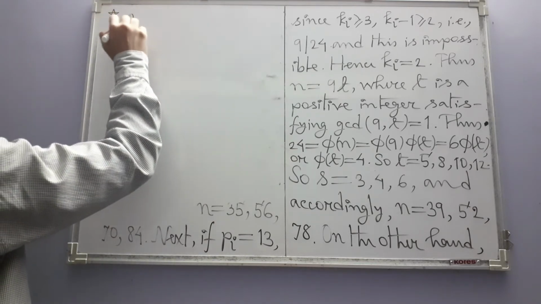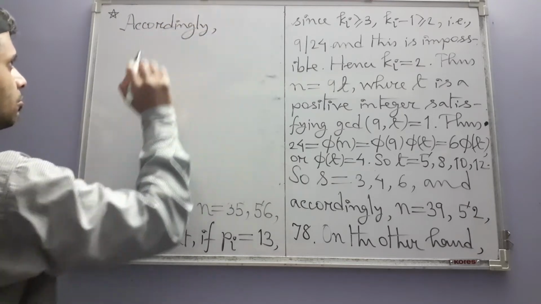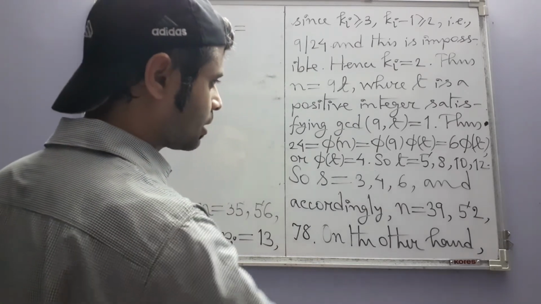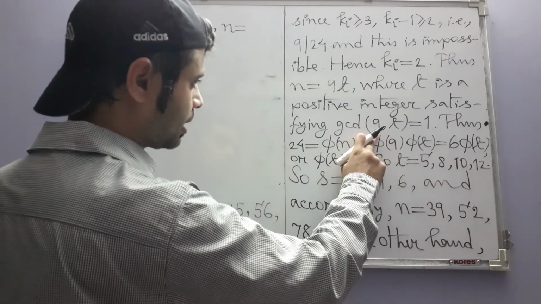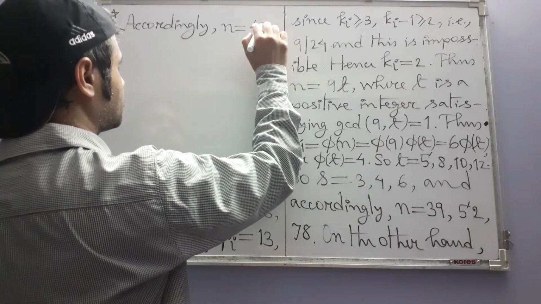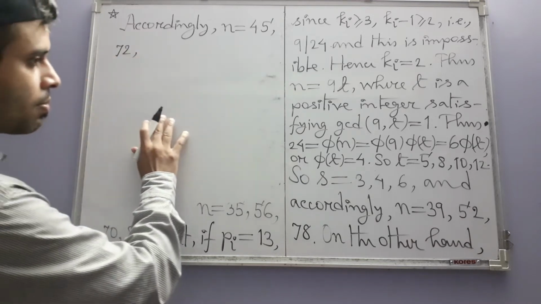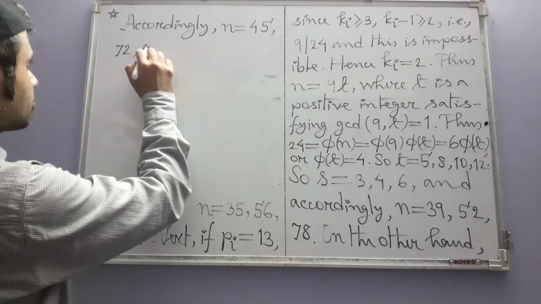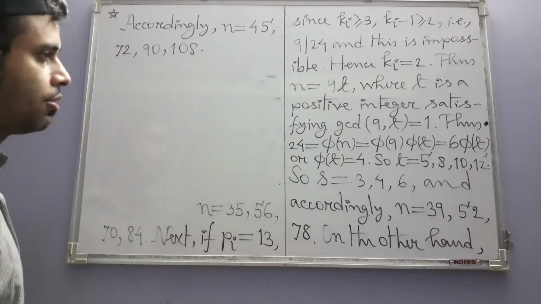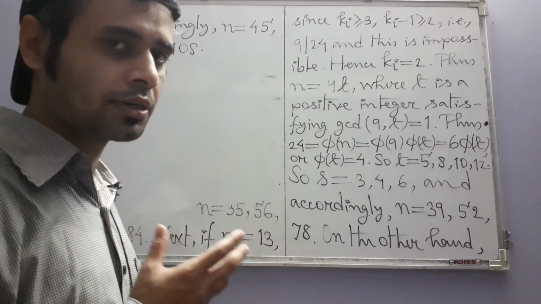Accordingly, what will n now be? Now we have to multiply these integers by 9. So now we have all the values. And how do we know that we have actually taken into account all the possibilities?